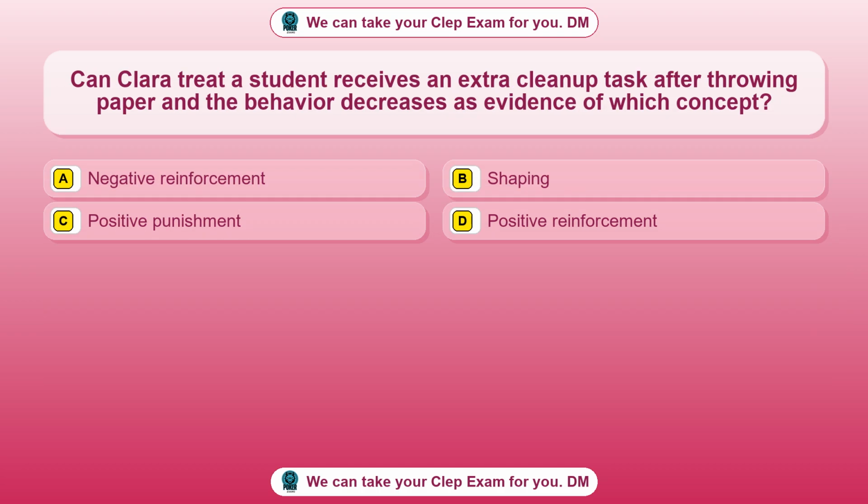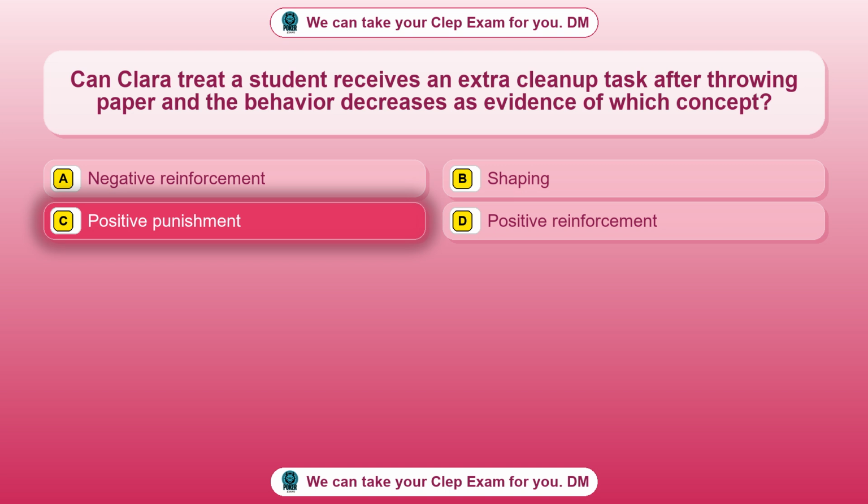Question 4. Clara can treat a student receiving an extra cleanup task after throwing paper, and the behavior decreases, as evidence of which concept? Option A, negative reinforcement. Option B, shaping. Option C, positive punishment. Option D, positive reinforcement. The correct answer is option C, positive punishment.